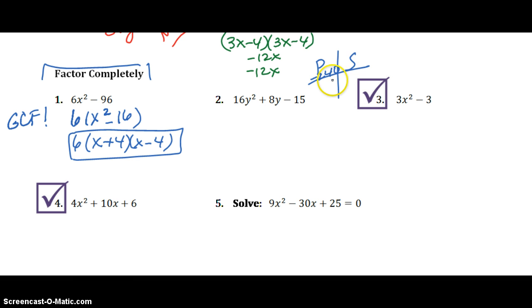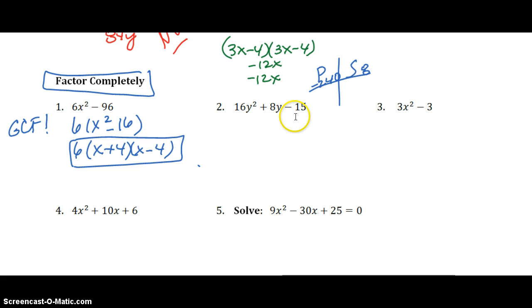And the sum, when you subtract, because one's positive, one's negative, is going to be a positive 8. So I first tried positive 24 and negative 10, which gave me a positive 14, and that's not 8. So then I tried 20 and negative 12, and that one works. I get a positive 8 when I add those. So 16y squared plus 20y minus 12y minus 15.